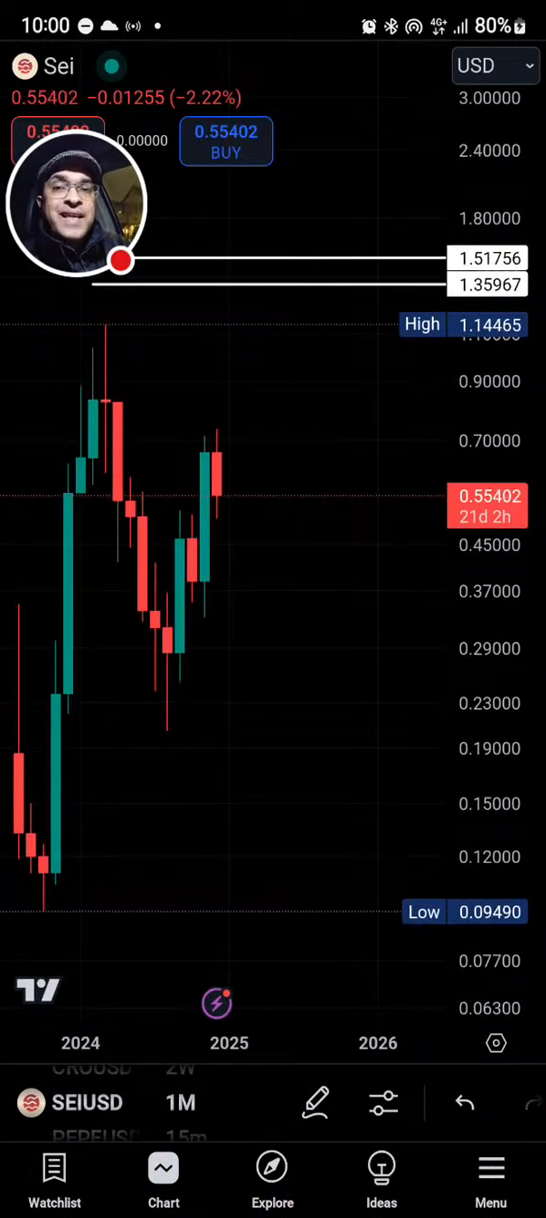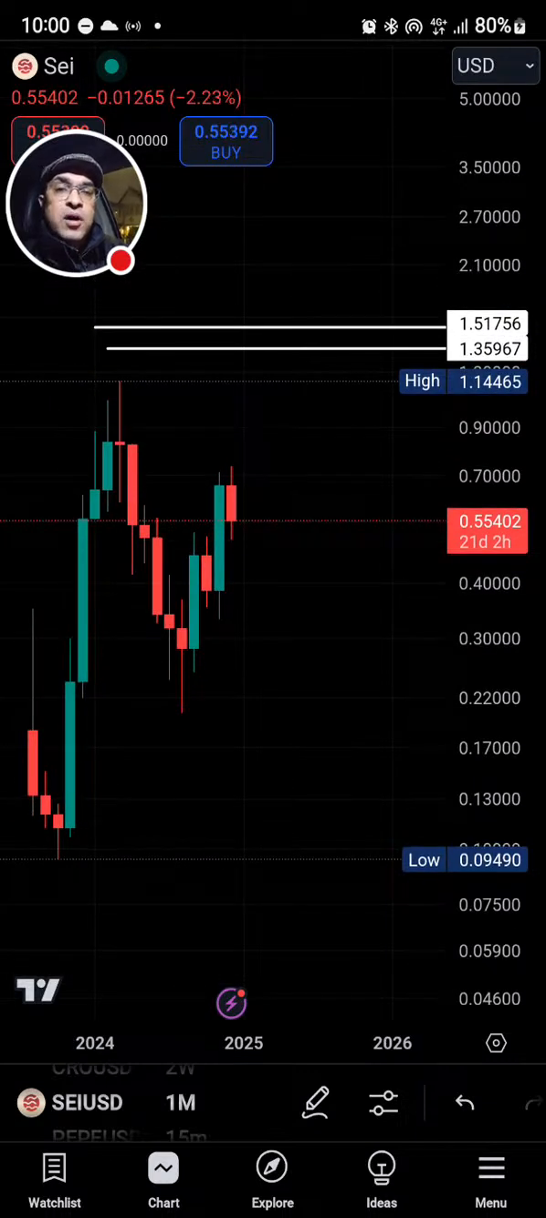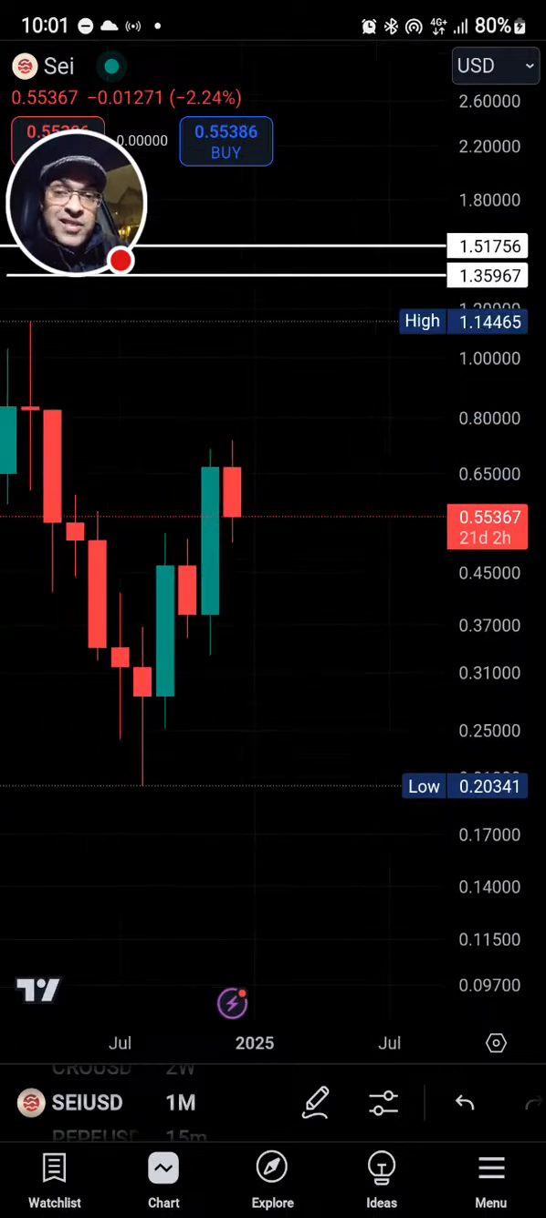So let's go to SEI. These were my SEI targets, as you can see. SEI targets at $1.35, $1.50. I don't have anything above that because I always like to take baby steps. So far, out of all the coins, this is one of my best performers. Remember this. When you look at that red candle on SEI, look how beautiful that candle looks compared to all the other candles.